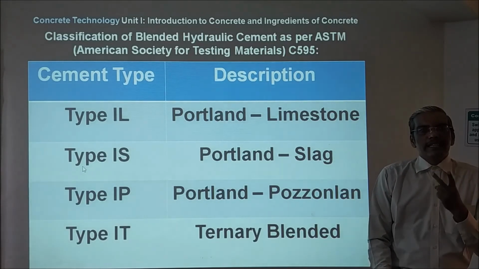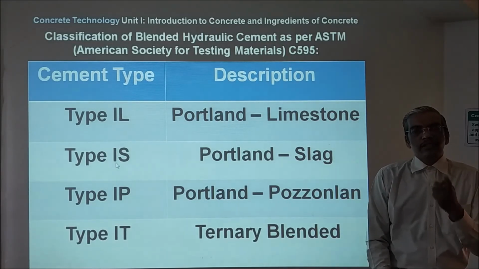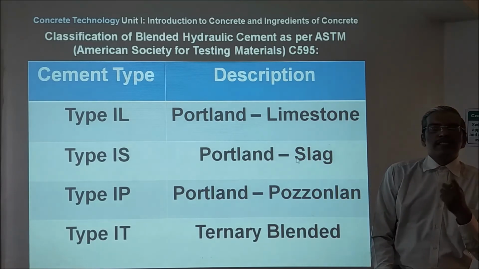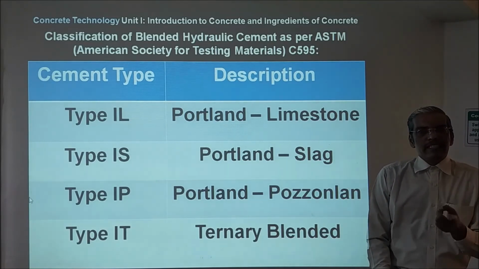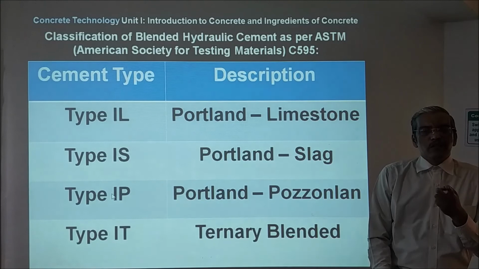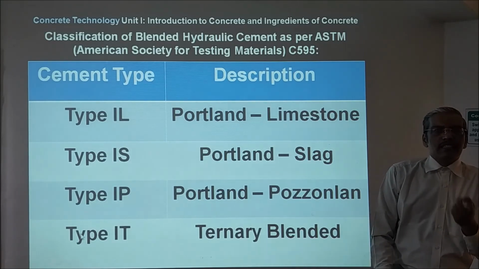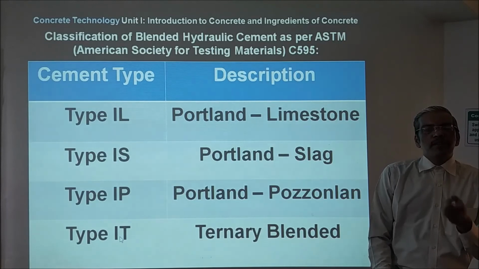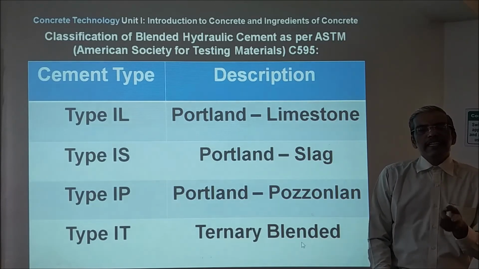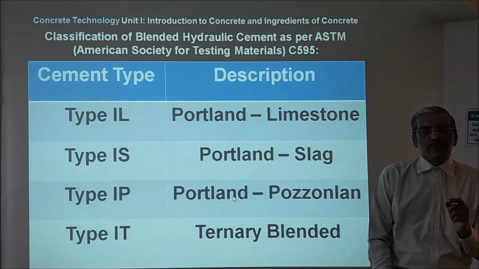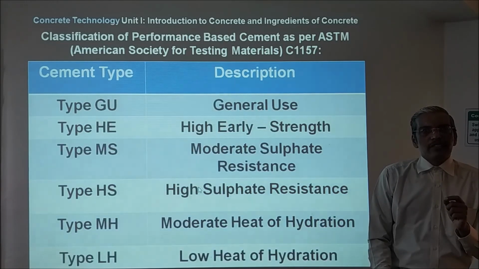Second is the type IS, that is Portland slag. Then the third type is type IP, that is Portland pozzolana. Then the fourth type is type IT, that is ternary blended cement. These are the classification of the blended hydraulic cement as per ASTM, that is American Society for Testing Materials.